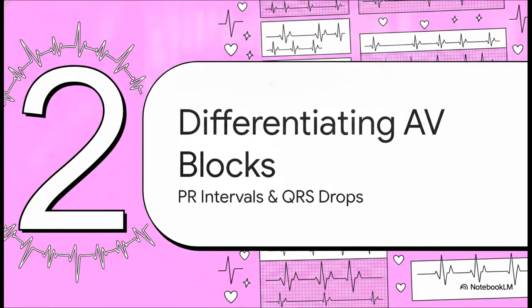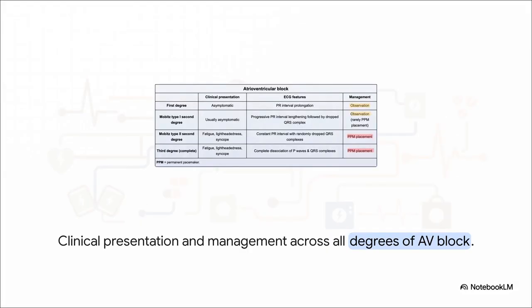Section 2. Differentiating AV blocks, specifically focusing on PR intervals and QRS drops. Management across the different degrees of AV block naturally escalates based on severity. We're moving from simple observation for your asymptomatic early-stage blocks all the way up to permanent pacemaker placement for those advanced blocks that are causing serious issues like fatigue, lightheadedness, and syncope.